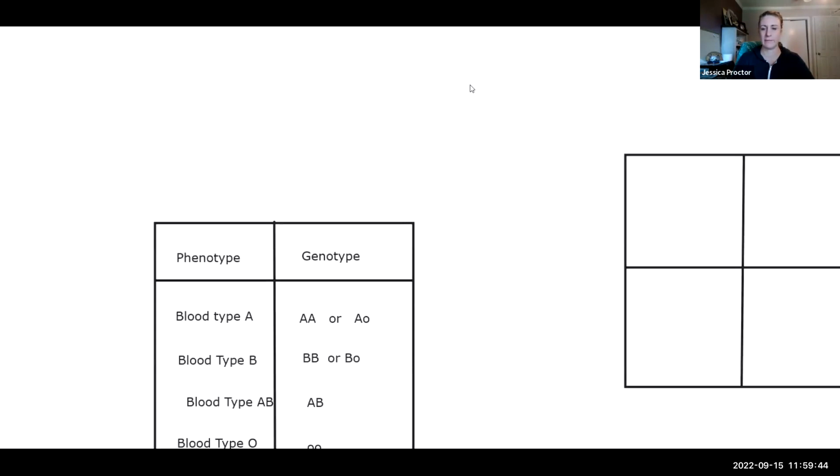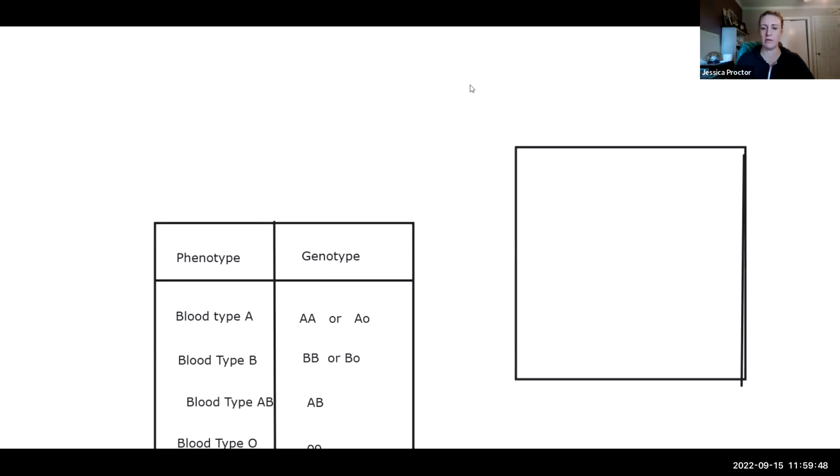Okay, so once we understand the possibilities, we can also use a Punnett square to determine the likelihood of having children with the various genotypes and phenotypes. In the first problem, we have one parent that is blood type AB, so we're going to represent that with an A and a B. We're putting one parent along the top. And then we have another parent that's blood type O.